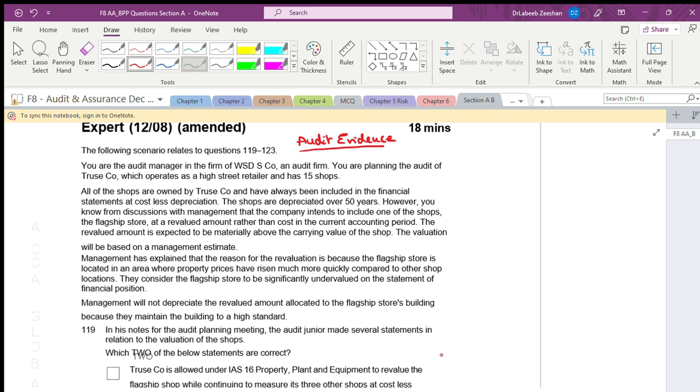The most important thing is what is the role we are playing. What is the role that has been assigned to us? Here they said that you are an audit manager, so you have to think from the audit manager's perspective only. In the firm of WSD, an audit firm, you are planning the audit of a client's company which operates a high street retail business, a retail business of 15 different shops.